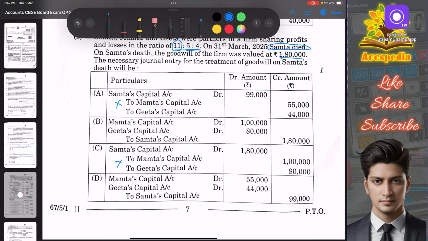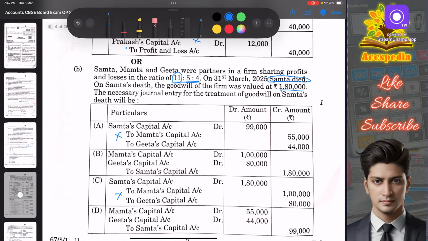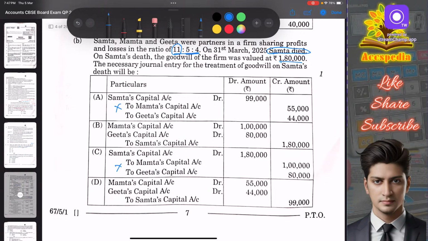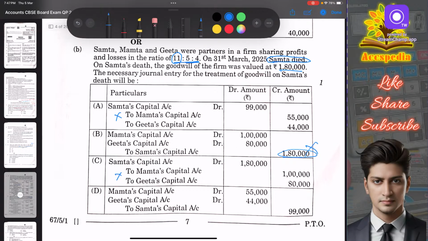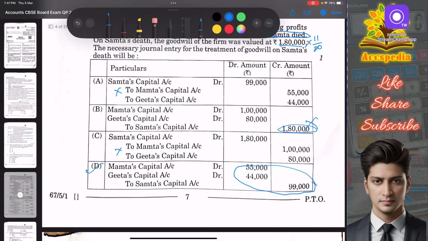The retiring partner is the sacrificing partner whose capital account should be credited. So either it should be option B or D. Now how much do we have to credit? See, this is also wrong. We should not credit the full goodwill to Samta. Samta will get only her share of goodwill. So obviously it will be D. We need not even check this value. You see, 1,80,000 is the goodwill. In that, 11 by total is 20. So total 20 means 1,80,000 divided by 20 is 9,000. 9,000 into 11 is 99,000. So obviously this is the answer, option D.